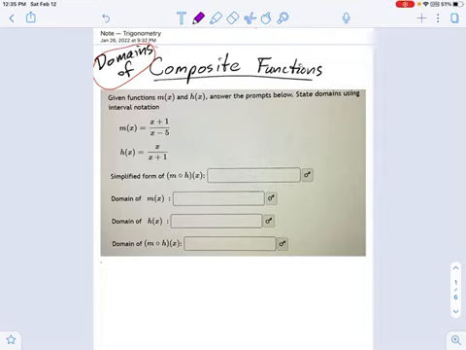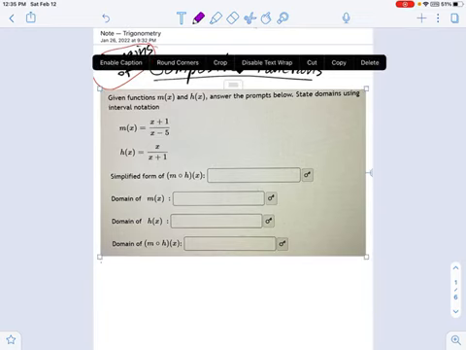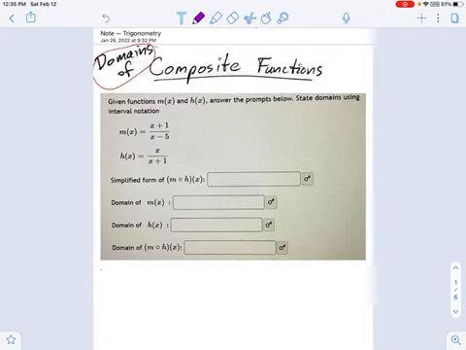This is another example of finding the domain of a composite function. In this case, we're dealing with rational functions, which, I don't know, I prefer these over square roots, but we'll see what you think. The first part of this question is just saying, find the composite function. So I want the composition of these guys. There's nothing about domain there.